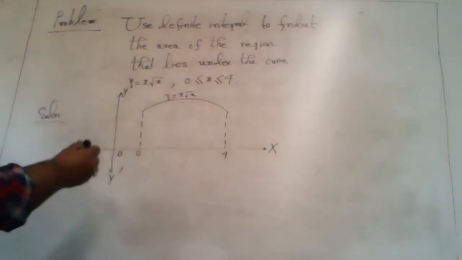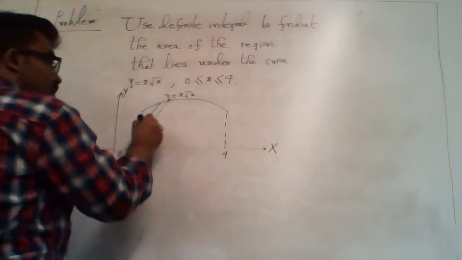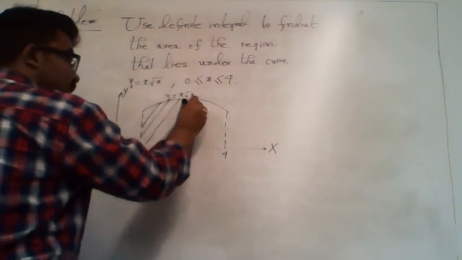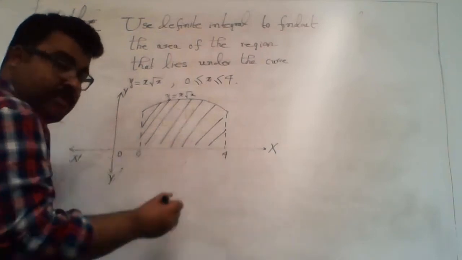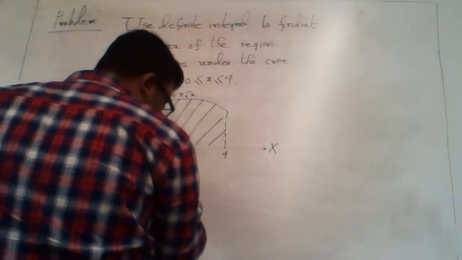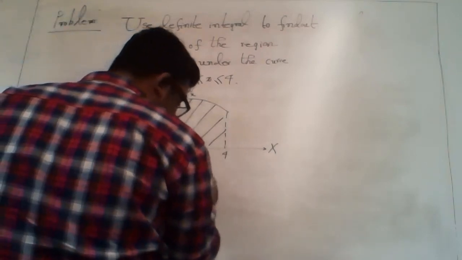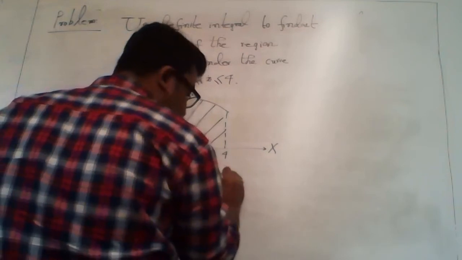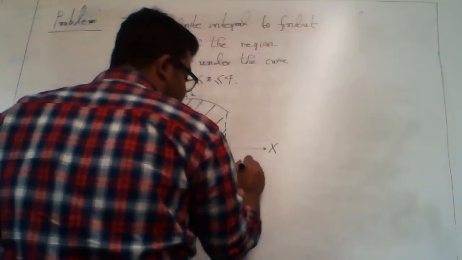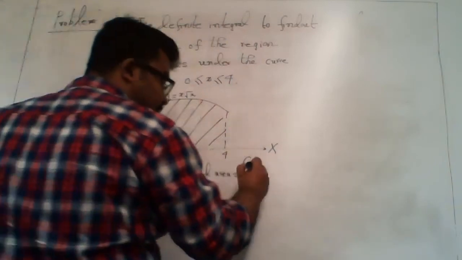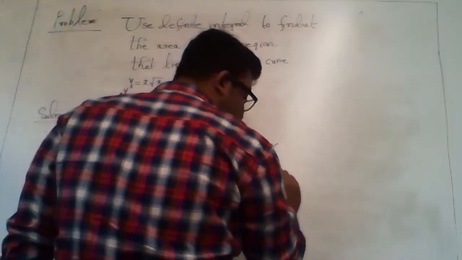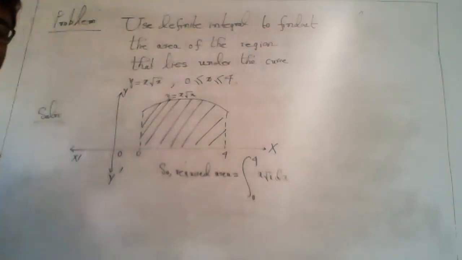Just as we have studied, to find this area if the curve lies entirely above the x-axis, just integrate this function from 0 to 4. So the required area equals simply the integral from 0 to 4 of x square root of x dx. So this is a definite integral. How do I find it out?